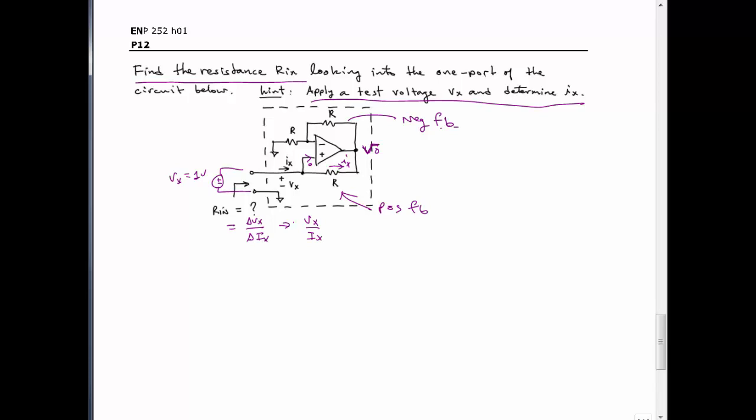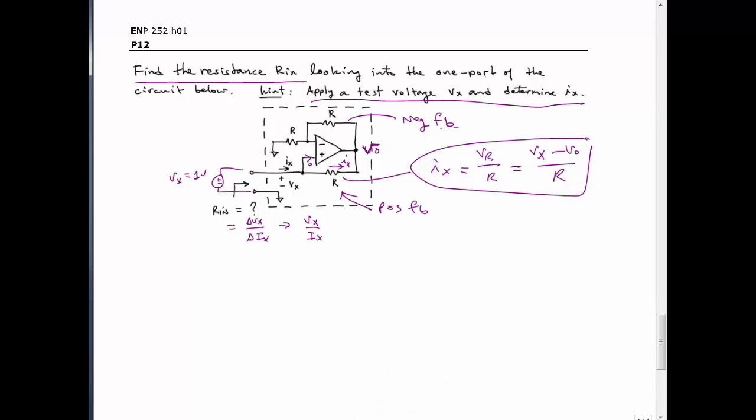Can I find the current going through this resistor? Well, just do Ohm's law. Ix is going to be equal to the voltage across it, VR over R, and the voltage across it is going to be the voltage Vx, that's on the left side, minus VO on the right side. So we have an expression now, Ix as a function of Vx and VO. But we're not done. We're now going to have to actually solve for VO.